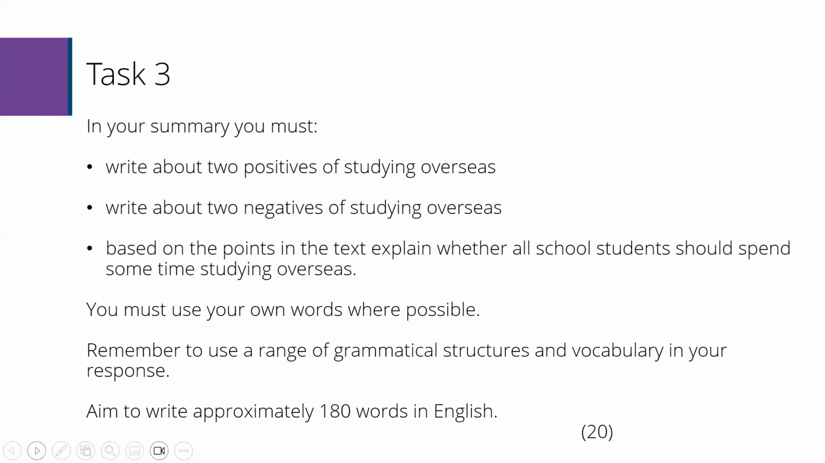And then based on the points in the text, explain whether all students should spend some time studying overseas. Okay, so once you've done that, you can look at the points in the text. You've got the positives and negatives, and then you're giving your response to those. It says use your own words where possible. It isn't always going to be possible, but it is important that students aim to use their own words where possible. Remember to use a range of grammatical structures and vocabulary, and aim to write approximately 180 words in English.